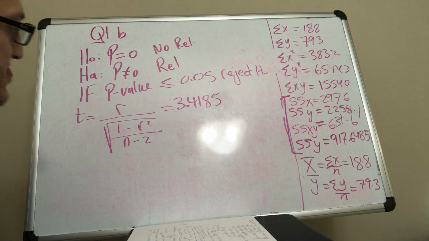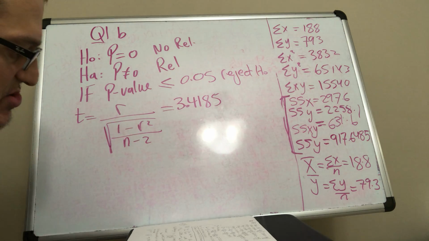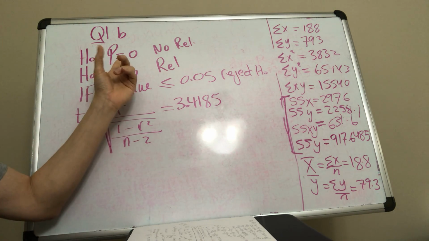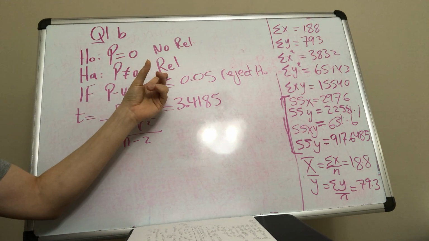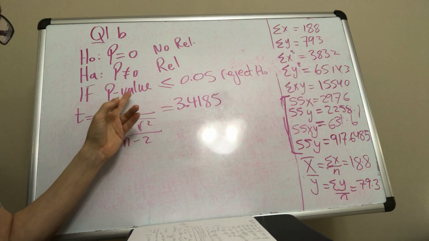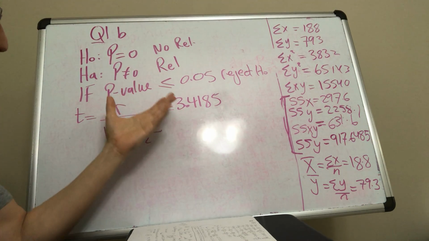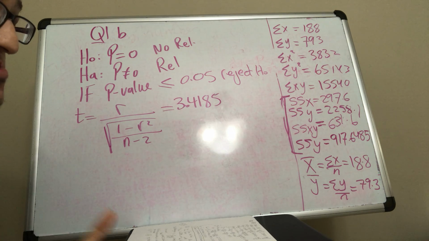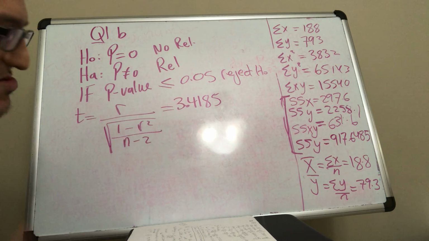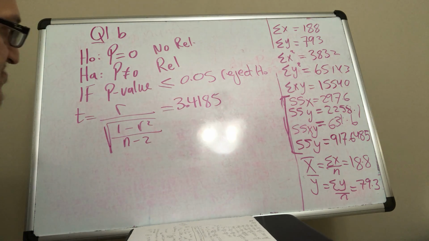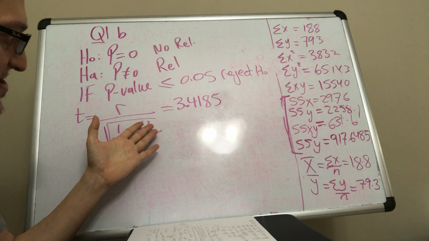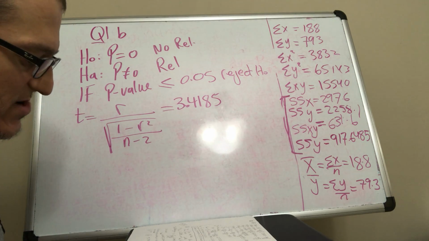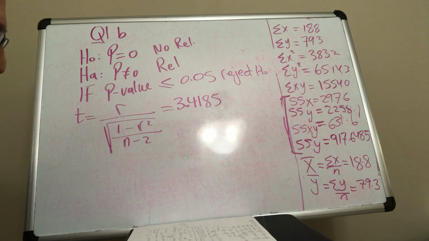Okay, in the previous video we were talking about question 1b. When you're stating your hypothesis, you say no relation, relation. In general, anytime the p-value is less than or equal to the level of significance, you reject. And if there is no level of significance, we assume 5%. Now, we put everything in this formula, and we got 3.4185. We need the p-value for this.